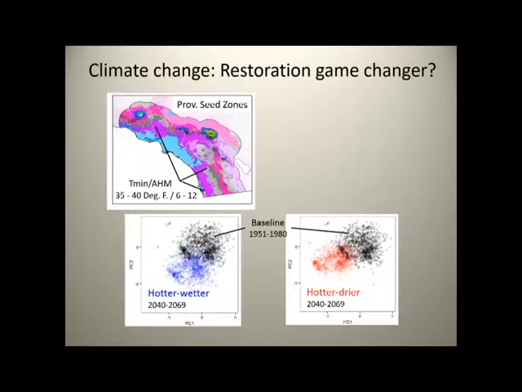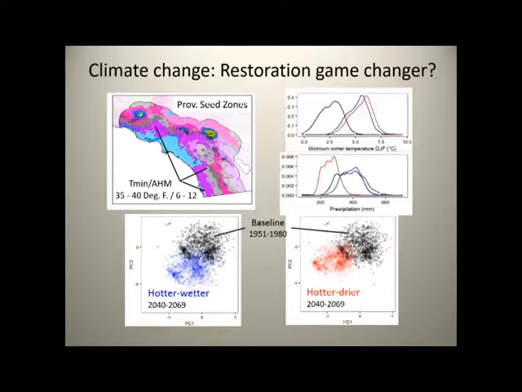And then we can just see how the individual points separate out in space compared to baseline, where you can see that on the top graph, the minimum winter temperatures are increasing for both of those climate projections. But if you look at the bottom, the precipitation is increasing slightly over the black baseline for the blue, but for the red, a large decrease.